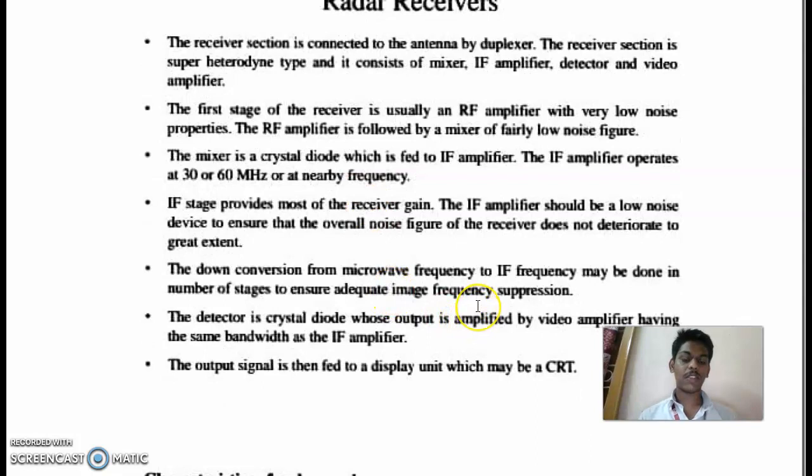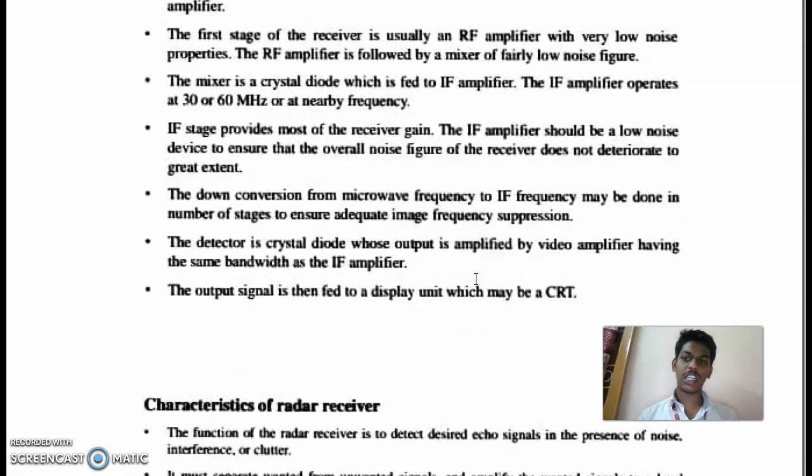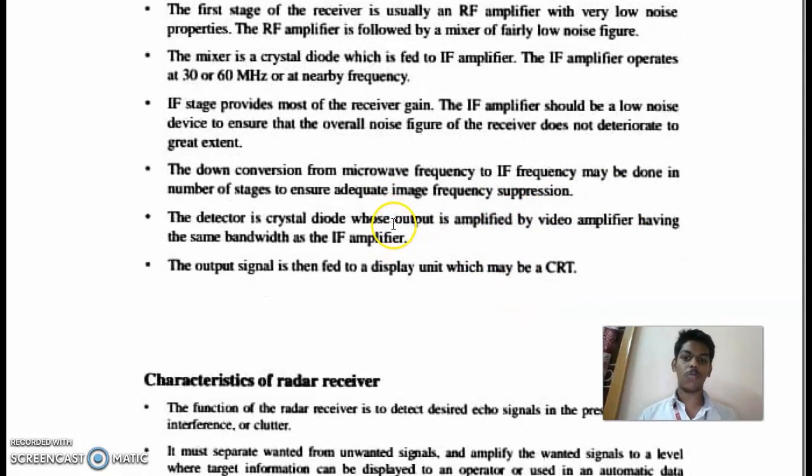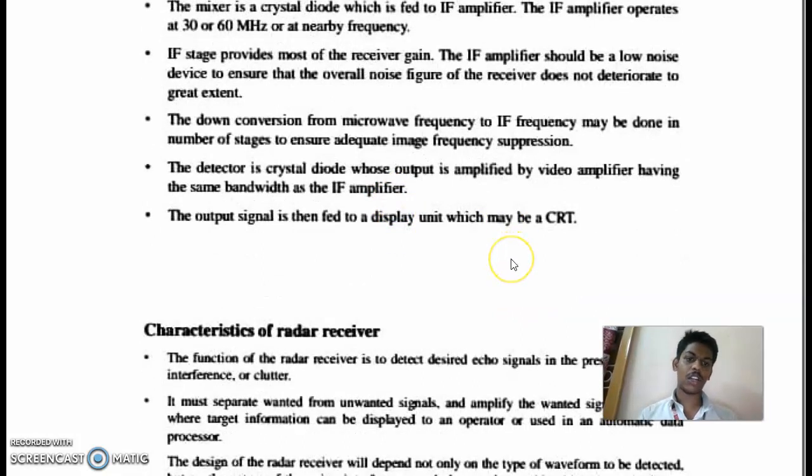Next, the down conversion from microwave frequency to IF frequency may be done in a number of stages to ensure adequate image frequency suppression. The detector is a crystal diode whose output is amplified by a video amplifier having the same bandwidth as the IF amplifier. The output signal is then fed to a display unit, which may be a CRT, that is cathode ray tube. The CRT may be used as A scope, PPI (plan position indicator), B scope, C scope, D scope, E scope, etc.